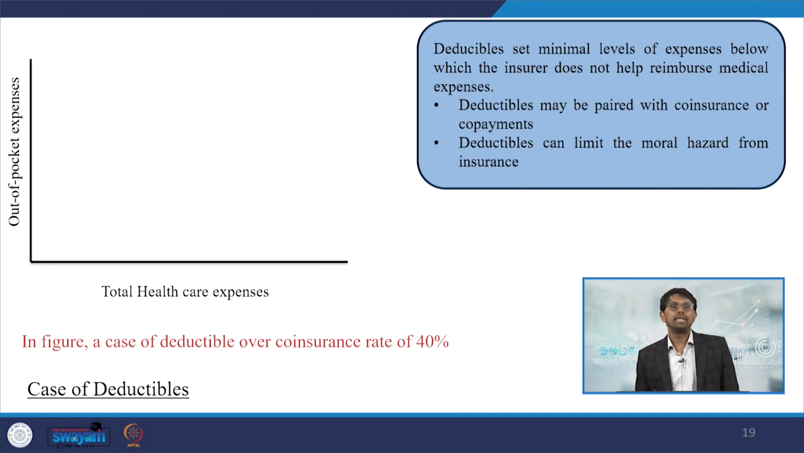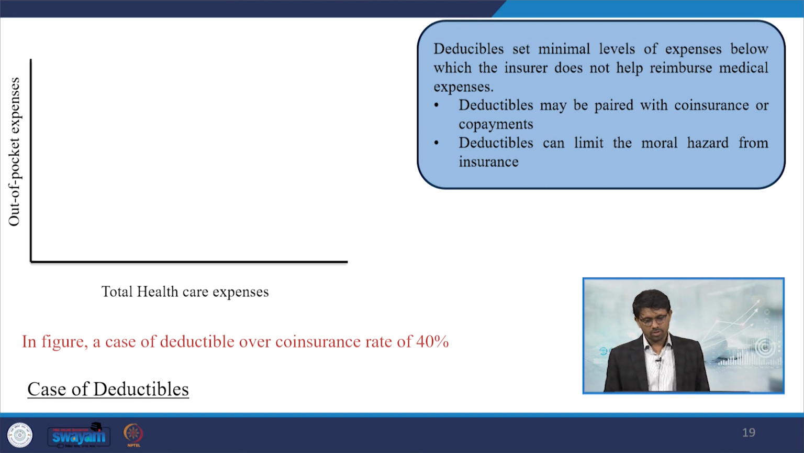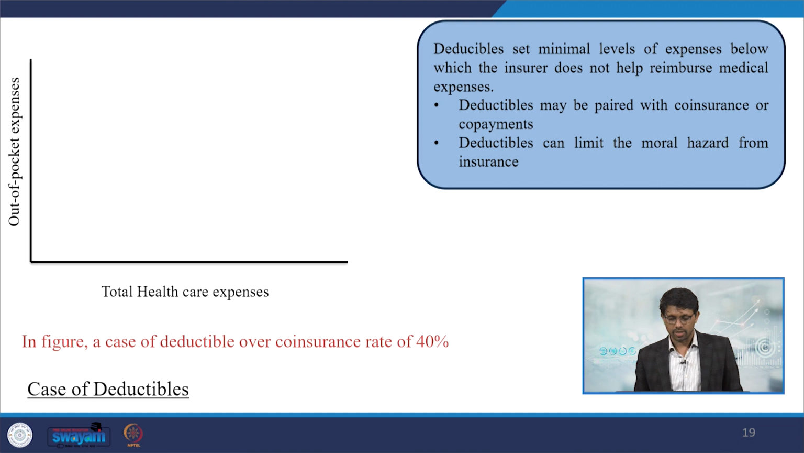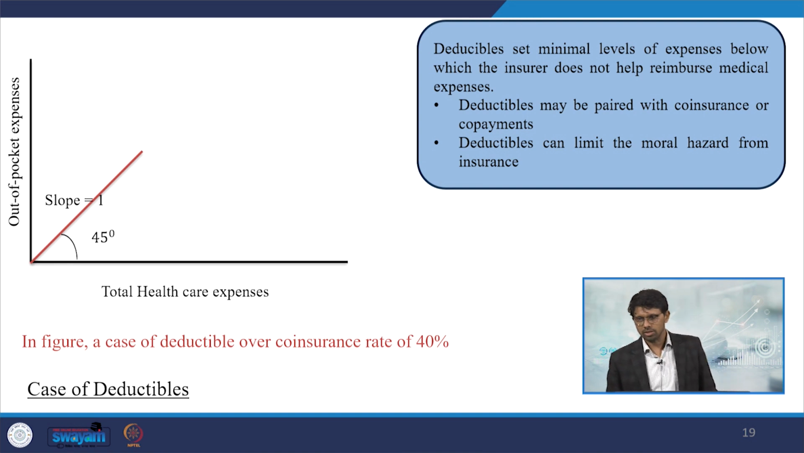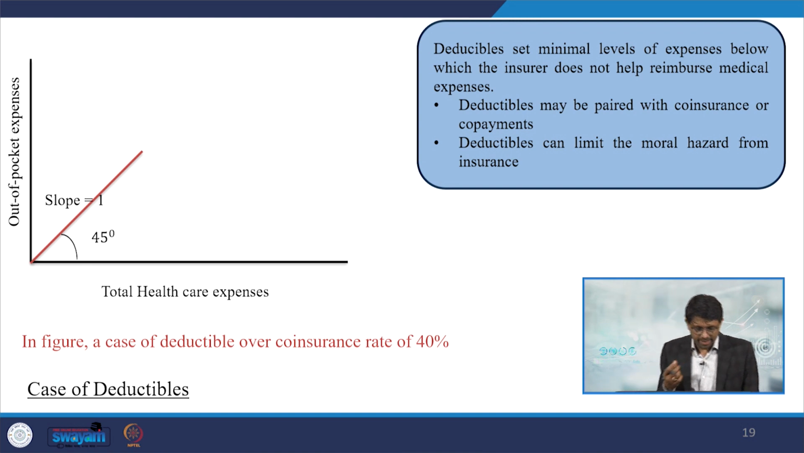So, now we are discussing the case of deductibles, which we skipped a bit because they hardly carry cost sharing. However, if deductibles are there, they still control moral hazard. Deductibles are set at minimal levels of expenses below which the insurance does not reimburse medical expenses. Okay. Deductibles may be paired with co-insurance or co-payment, or deductibles can limit the moral hazard from insurance. As total healthcare expenses increase, the out-of-pocket burden increases, that means the person is bearing the cost. However, if deductibles are there, some deductible after a certain level is there.